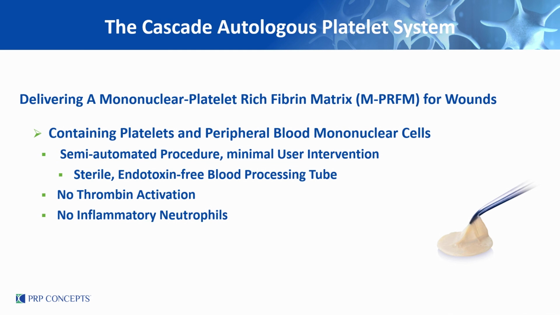So monocytes are really a key component in the wound healing cascade. Why? Because they help in that transition from the M1 to the M2. And there's probably a lot of other factors involved as well.